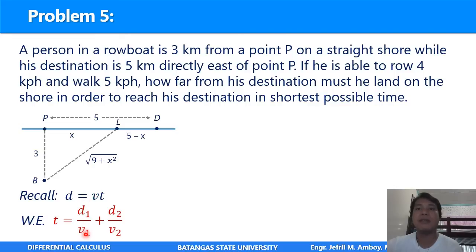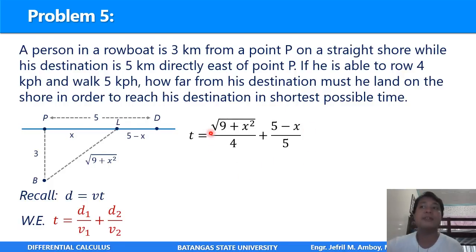Substituting, actually I already mentioned earlier, what is D1? This is your D1. Over V1, how fast can he row? 4, plus D2, 5 minus x. And how fast can he walk? 5. Okay, so we now have our working equation.